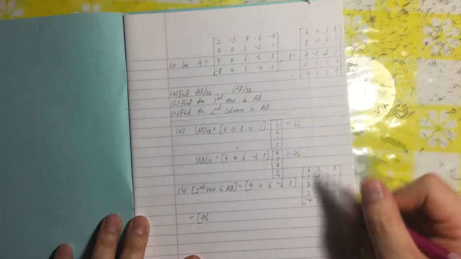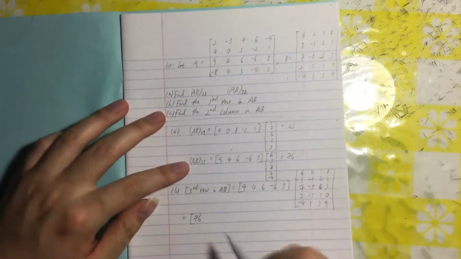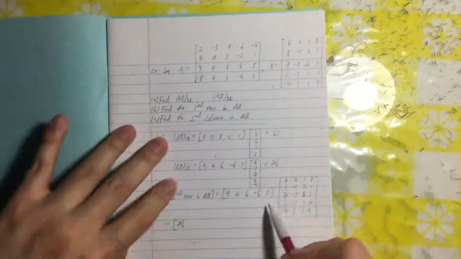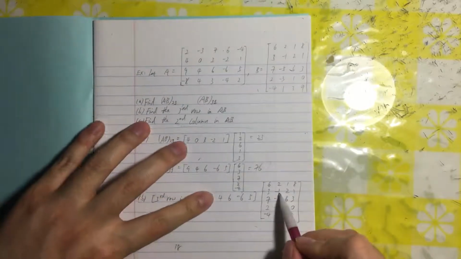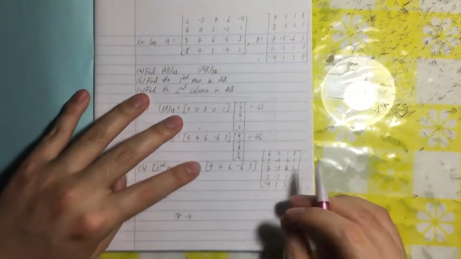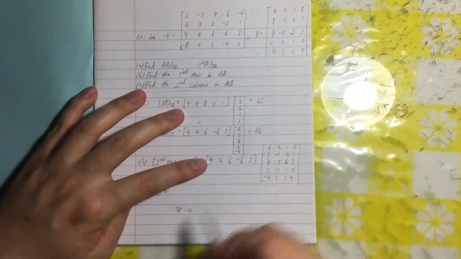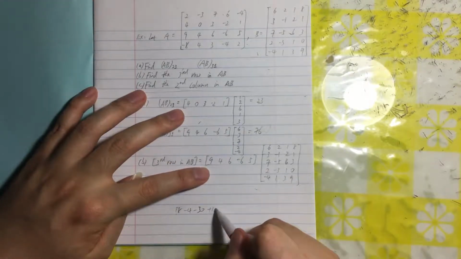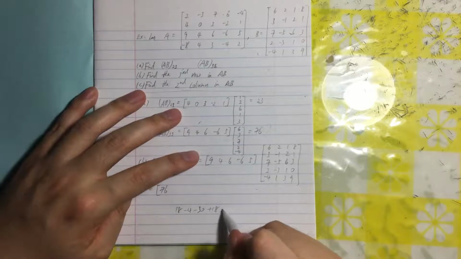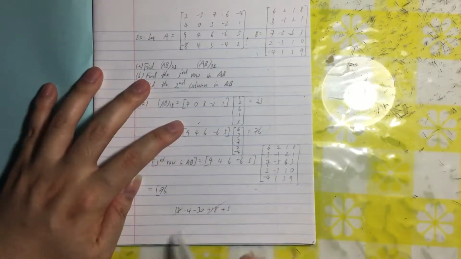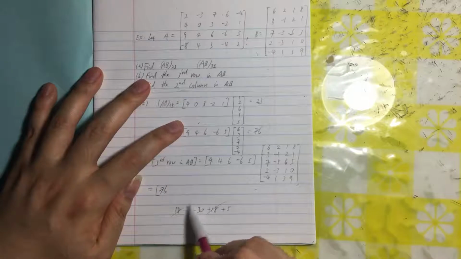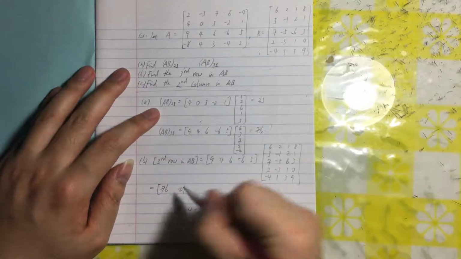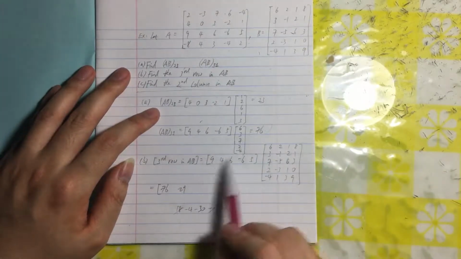Then from the first row times the second column, multiply the corresponding entries. Nine times two is 18. Four times -1 is -4. 6 times -5 is -30. -6 times -3 is 18. 5 times 1 is 5. Cancel 18. -4 plus -30 is -34. -34 plus 5 is -29.